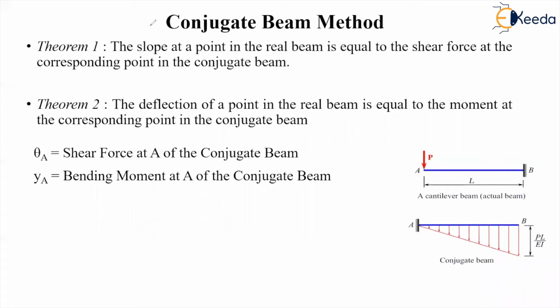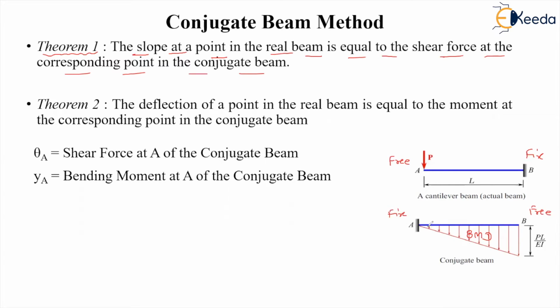Further, in the conjugate beam there are two theorems, also called Mohr's theorems of the conjugate beam. Theorem number one says that the slope at a point in the real beam is equal to the shear force at the corresponding point in the conjugate beam. The conjugate beam is loaded with the bending moment diagram, and there is a change in support. The free end becomes the fixed end, and the fixed end becomes the free end, right? By this way we have made the conjugate beam.